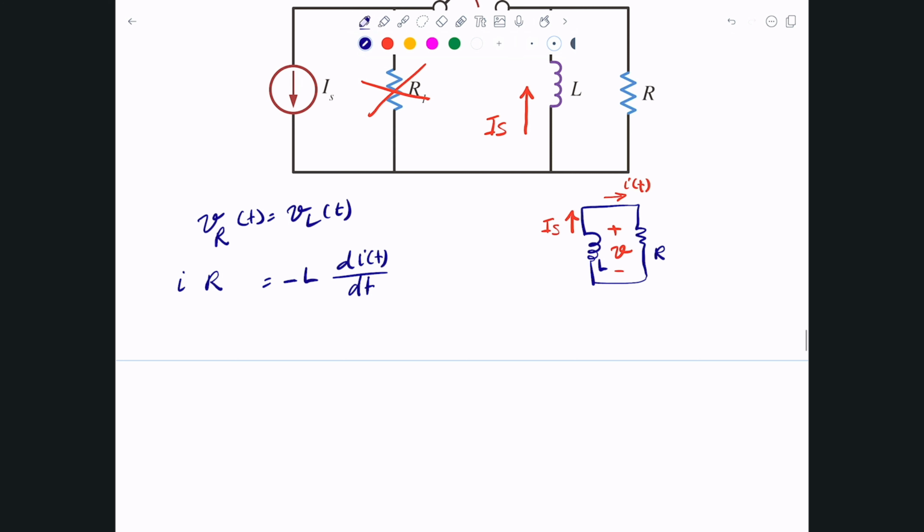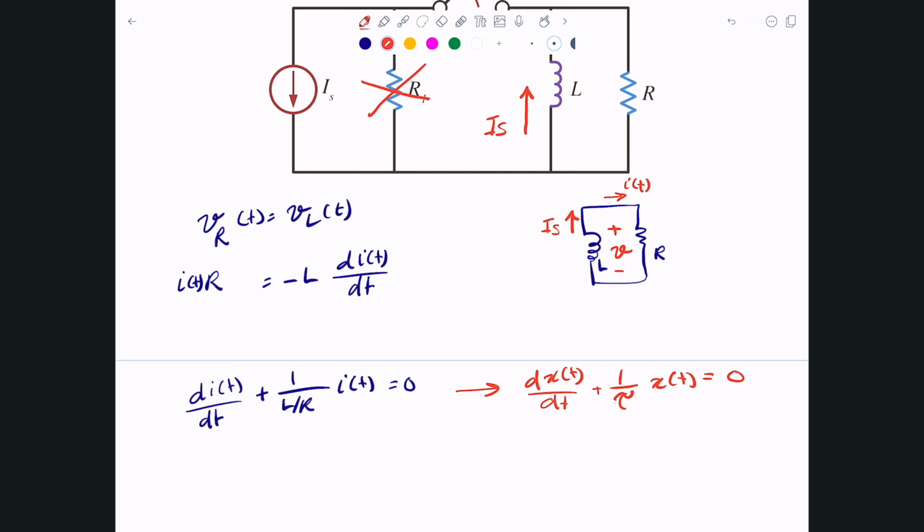I'll do a little bit of algebra, and what I'll end up with is the following: di of t divided by d of t plus R divided by L times i of t equals 0. Let me write it clearly here: it's actually R divided by L, i of t, equals 0. Remember, this is i of t in here as well. And this is of the form dx of t divided by d of t plus 1 divided by tau x of t equals some constant, which in this particular case is 0.